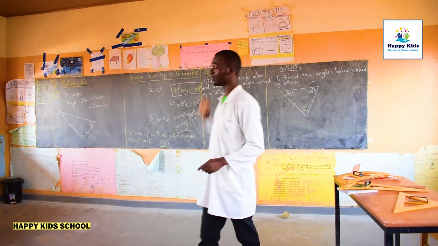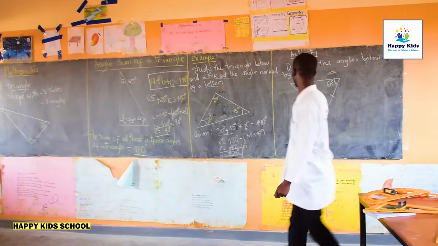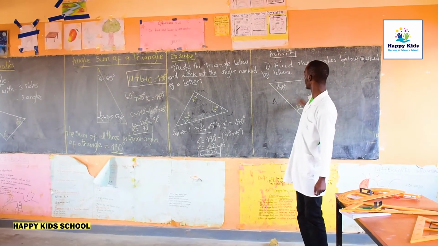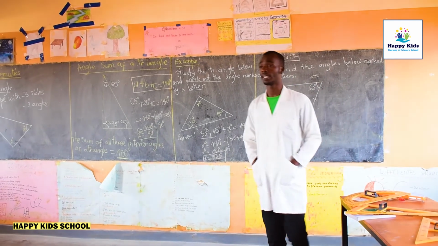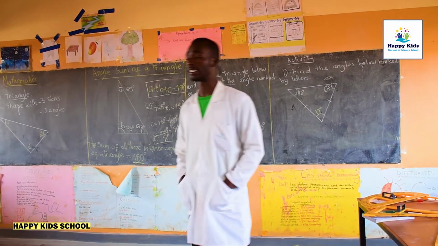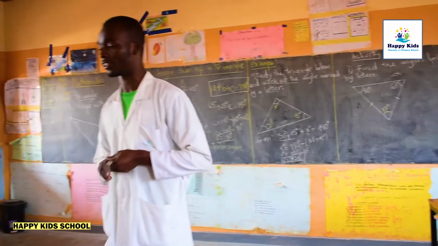Hope you have seen the rule that will help you to find this one. It says that when you add all those three angles of the triangle, interior angles of the triangle, they sum up to 180 degrees. Thank you very much.